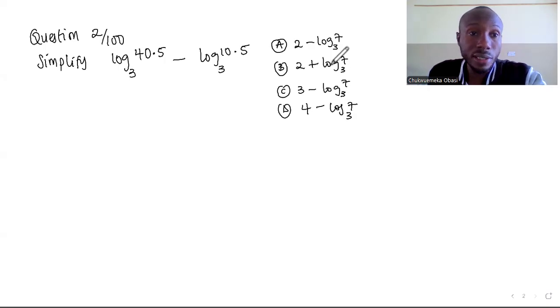All right, guys, this is question 2 of the challenge, and we have another question on logarithm to solve. It says simplify log 40.5 base 3 minus log 10.5 base 3. Of course, you know your calculator would not be of help here. So how do we solve this problem manually? If you already have the answer, put it down in the comment section, and I'll see how you go about your solution. So now let's get started one step at a time.